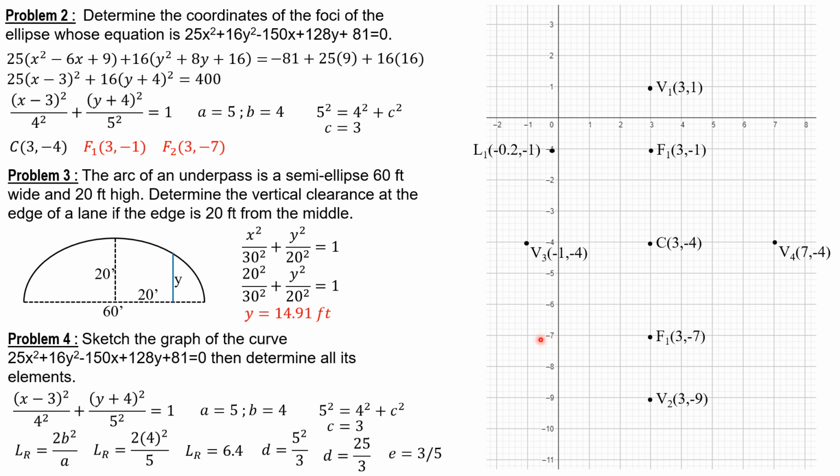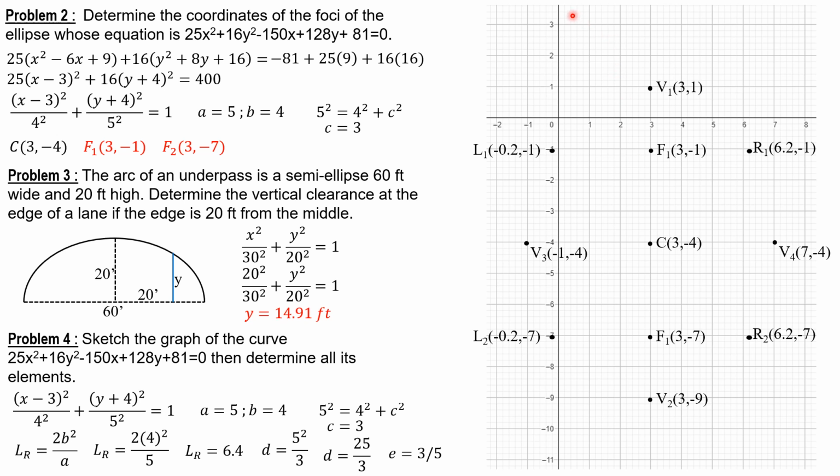I'll call this R1. So R1 is 3 plus 3.2, which is 6.2, comma negative 1. L2 is at (-0.2, -7) here, and R2 is at (6.2, -7). The upper directrix, as I said, is negative 4 plus 25 over 3.